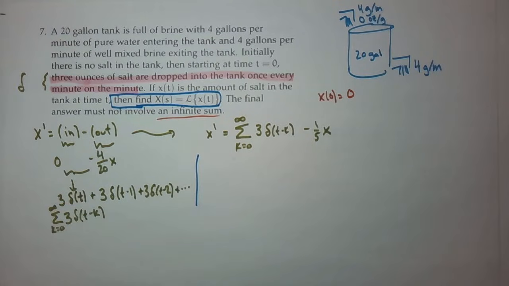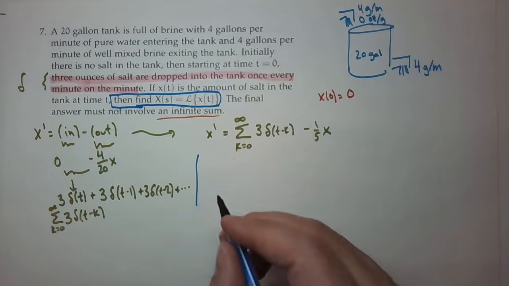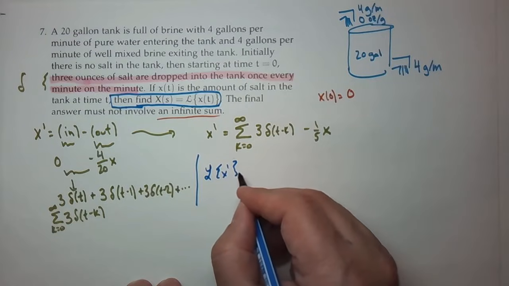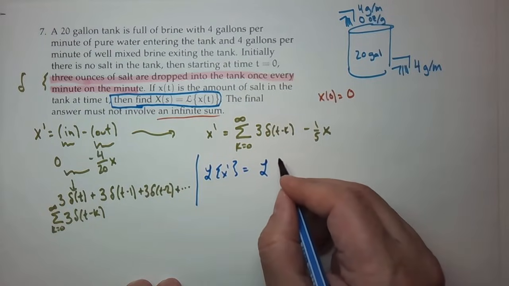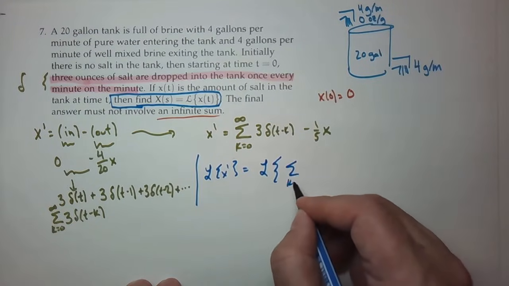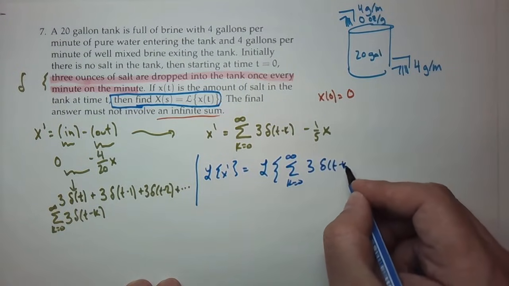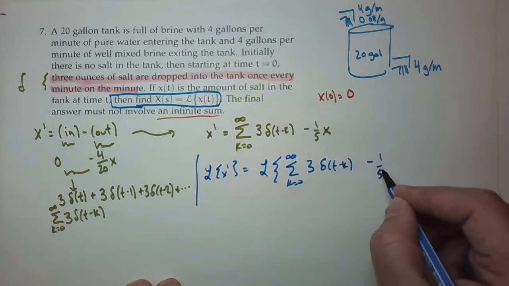Well, we look at the equation sheet, right? So we have a differential equation involving x. And we say, okay, what do we do? We throw the differential equation into the Laplace transform. So in particular, the Laplace transform of x prime is the Laplace transform of this sum, k equals 0 to infinity, 3 delta(t minus k), minus 1/5 x.